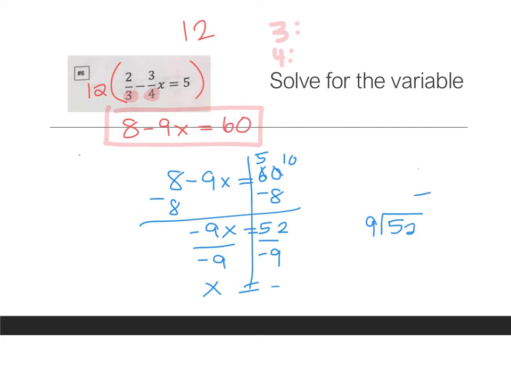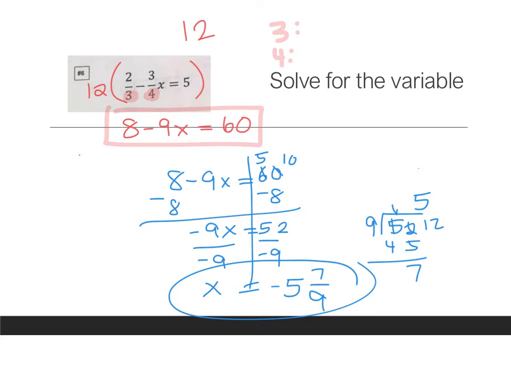It'll go in 5 times. 9 times 5 is 45. So we're going to have to borrow. This becomes 12. That becomes 4. And we're left with 7. So my answer here is going to be -5 and 7/9.